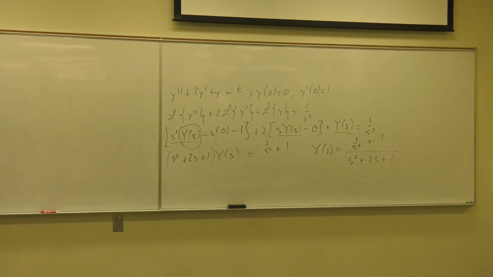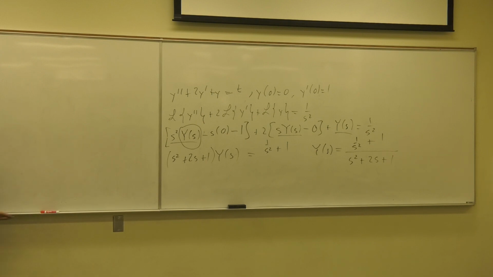So I'm going to write that. 1 over s squared, plus, by the way, that bottom does factor, right, into s plus 1 all squared. Plus, what was the other one? 1 over s plus 1 squared. So there it is. Now, the reason I like that is this is already in partial fraction form. All I have to do is partial fraction this one.